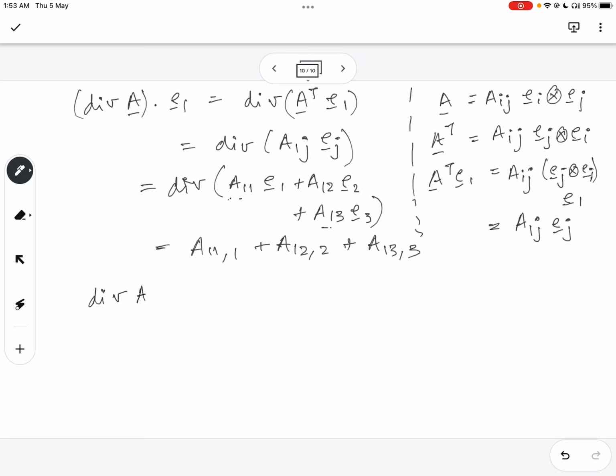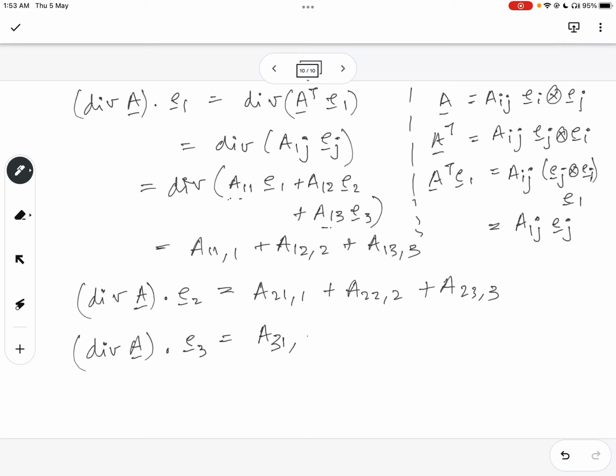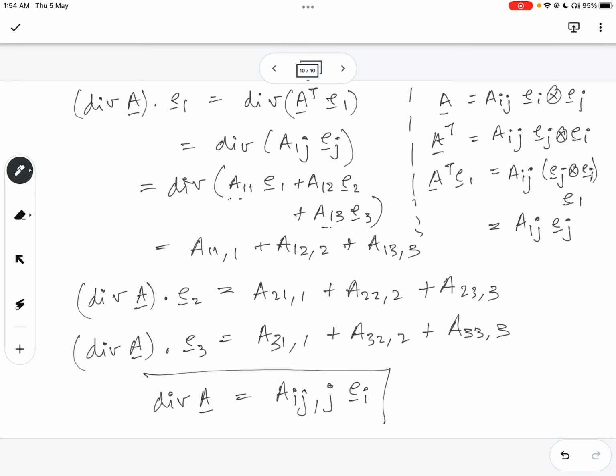Similarly, divergence of A dot E2 is A21 comma 1 plus A22 comma 2 plus A23 comma 3, and divergence of A dotted with E3 is A31 comma 1 plus A32 comma 2 plus A33 comma 3. Therefore, divergence of A is nothing but Aij comma j Ei in terms of the Cartesian components.